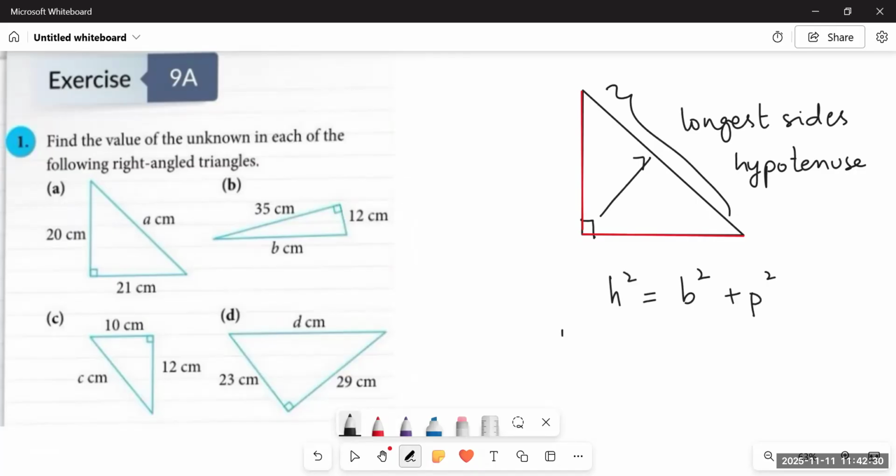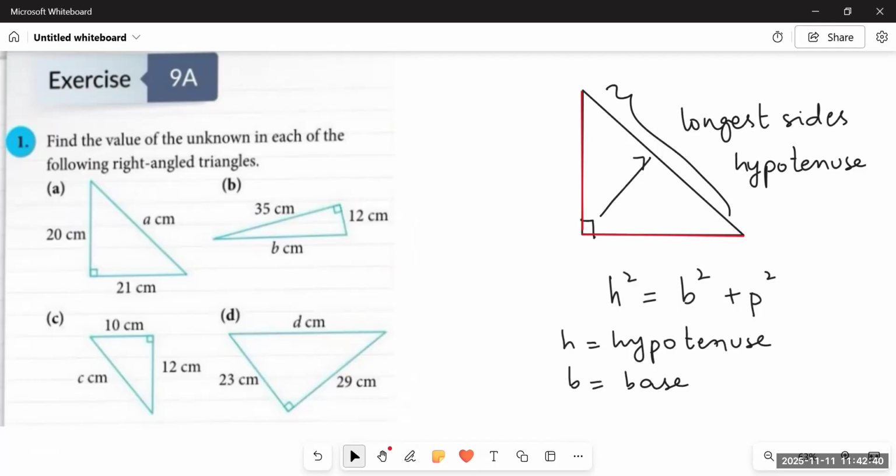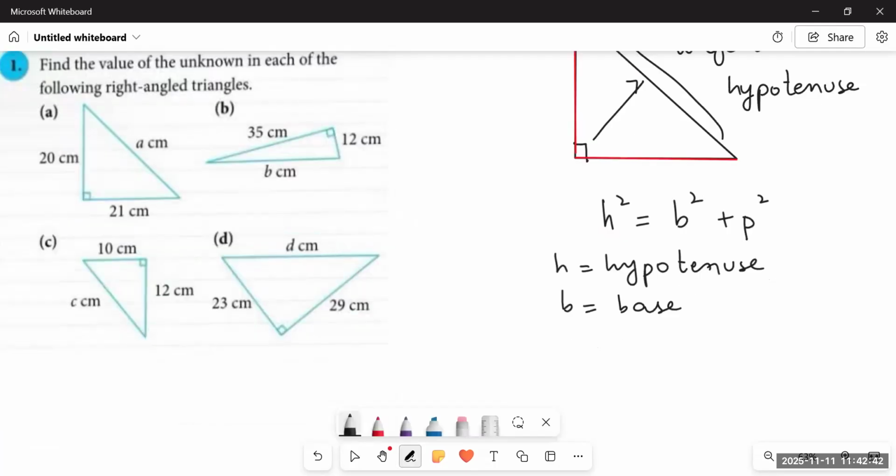H stands for hypotenuse, the longest side. B stands for base. You can take any of the two smaller sides as the base, and the other one as the perpendicular. Okay. So what are we supposed to do?